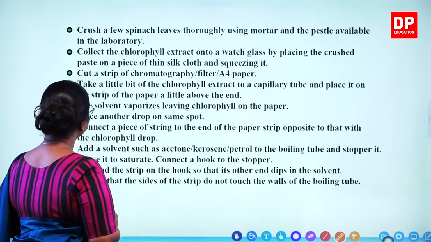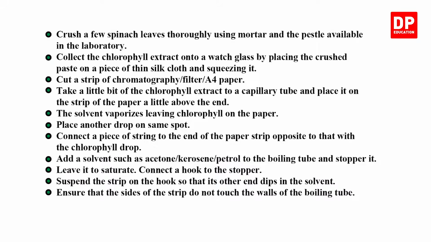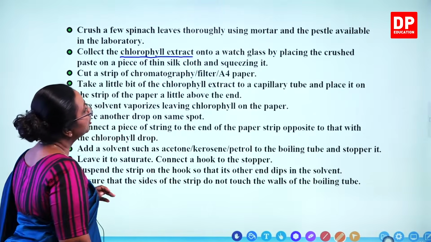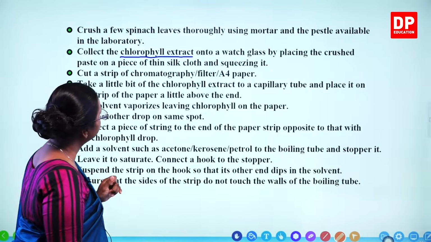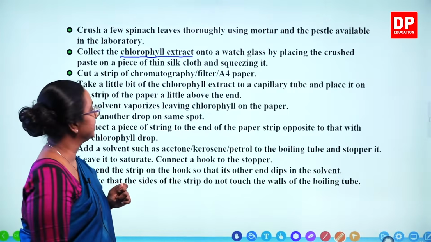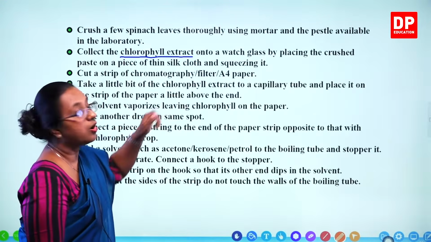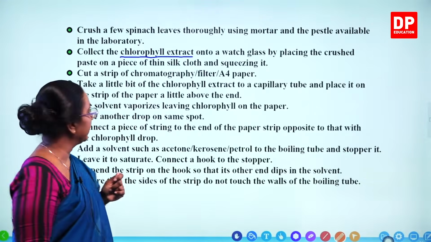So we have the method given to you here. Crush a few spinach leaves thoroughly using mortar and pestle available in the laboratory. Collect the chlorophyll extract onto a watch glass by placing the crushed paste on a piece of thin silk cloth and squeezing it. Cut a strip of chromatography or filter or A4 paper. So here we will be using a filter paper.